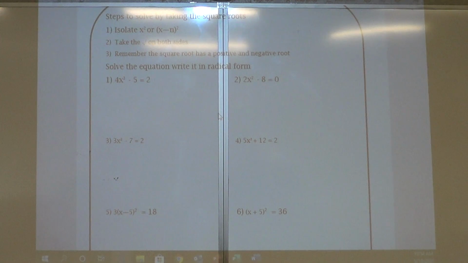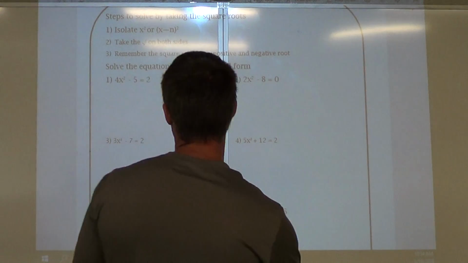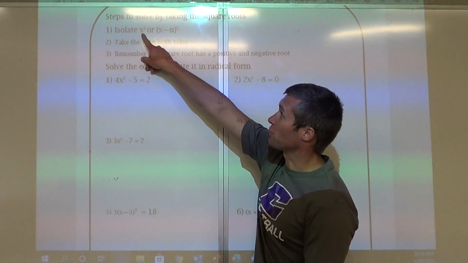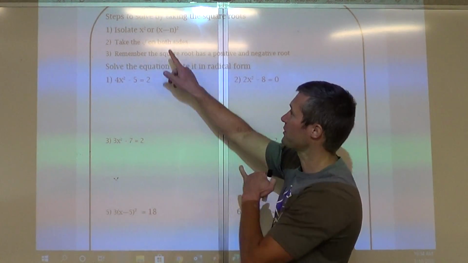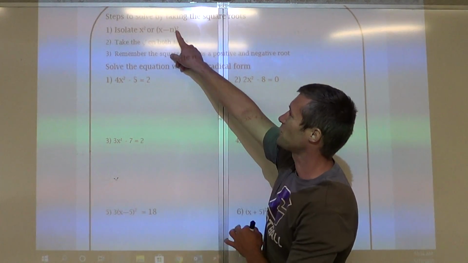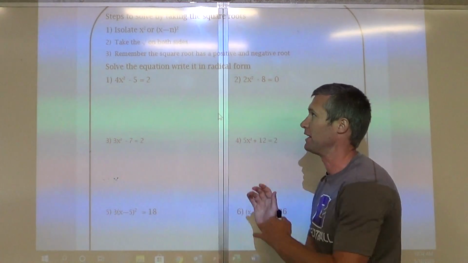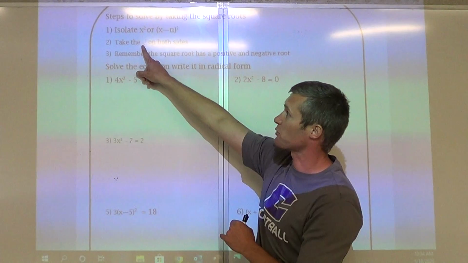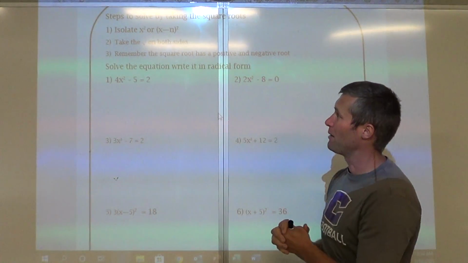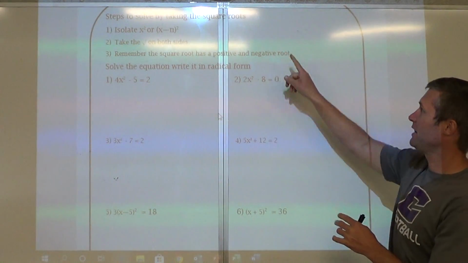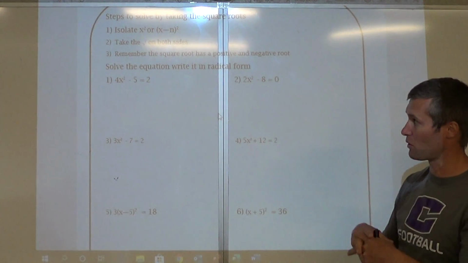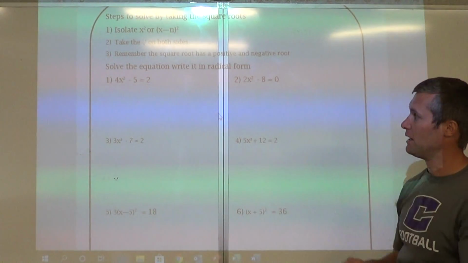Next thing we're going to go into is solving by taking the square root. So first thing we want to do is isolate the x squared. So it could be x squared or in parentheses, whatever that is, x minus 2 to the second power. So we want to isolate it. Once we isolate, we're going to take the square root. Remember, the square root has a positive and negative root. So if I took the square root of 4, it'd be plus 4 minus 4.